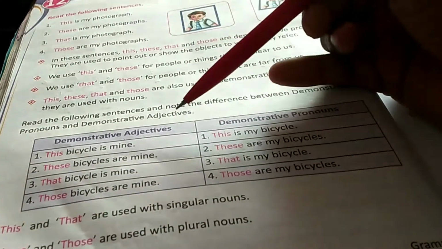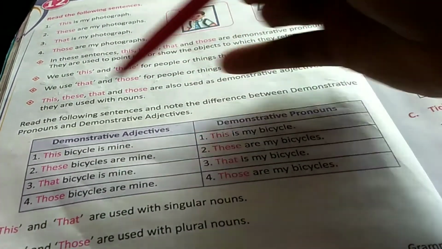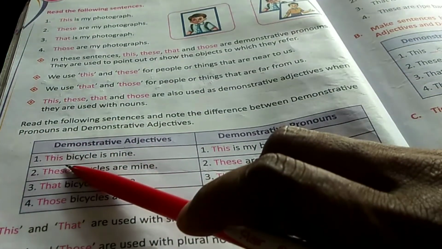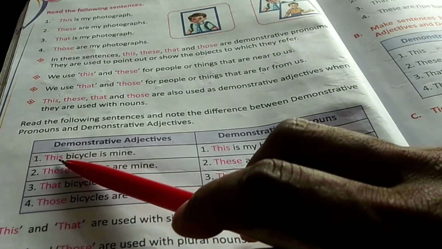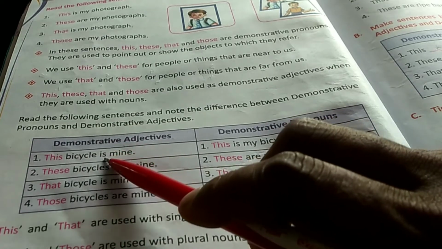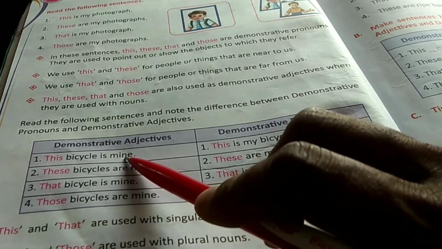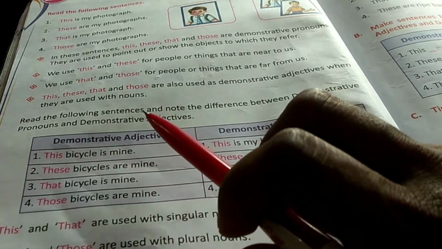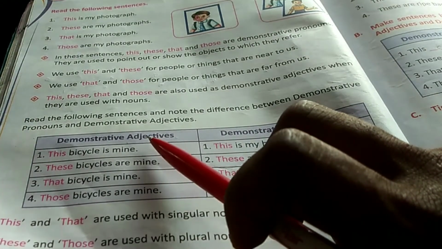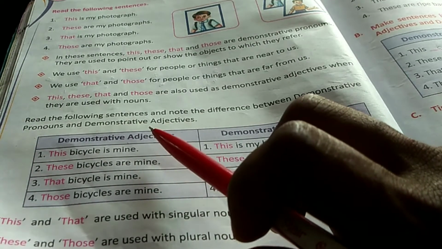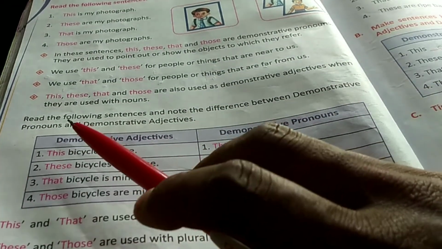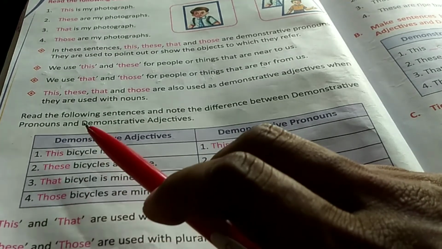But in demonstrative adjectives, you can see this bicycle is mine. First this is coming, then the noun is coming. And then only we can write is mine. Then demonstrative adjectives we use like this. This, these, that and those are also used as demonstrative adjectives when they come with the nouns.